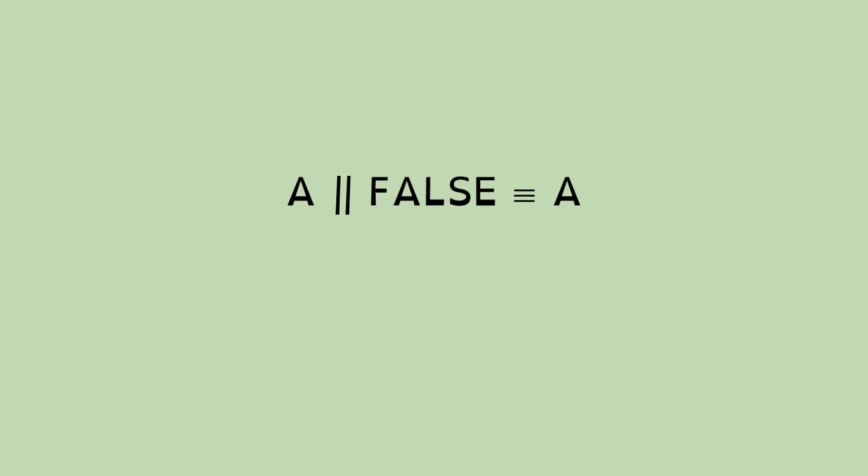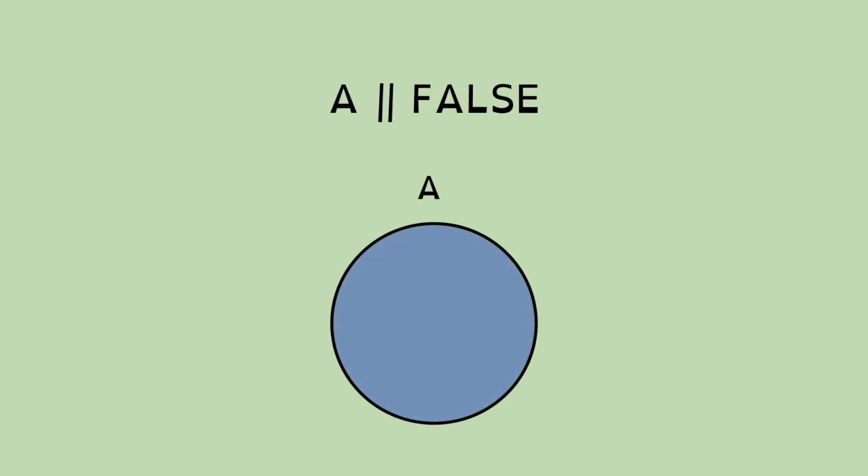Right. Next one, A or false is equivalent to A. Here's A, here's false, here's the combination. Because it's an or, we're going to darken up. Oh yes, look, it's our A circle.